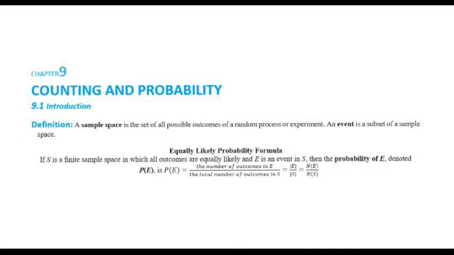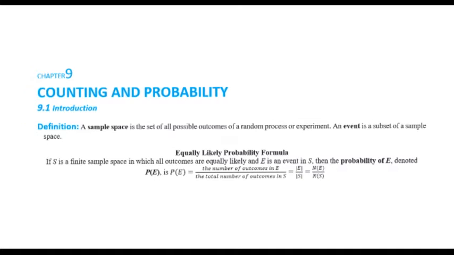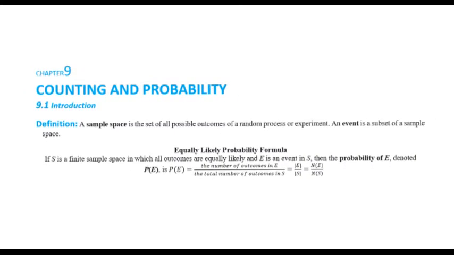In the example of tossing a coin, if we want to find the probability of seeing a head, then the number of elements in the event E is 1, because we only want to see one element, which is seeing a head, right? And then n of S, which is the total number of outcomes of this experiment, is 2, because we can either see a head or a tail. So the probability of seeing a head becomes 1 divided by 2, which is 50%, or 0.5.